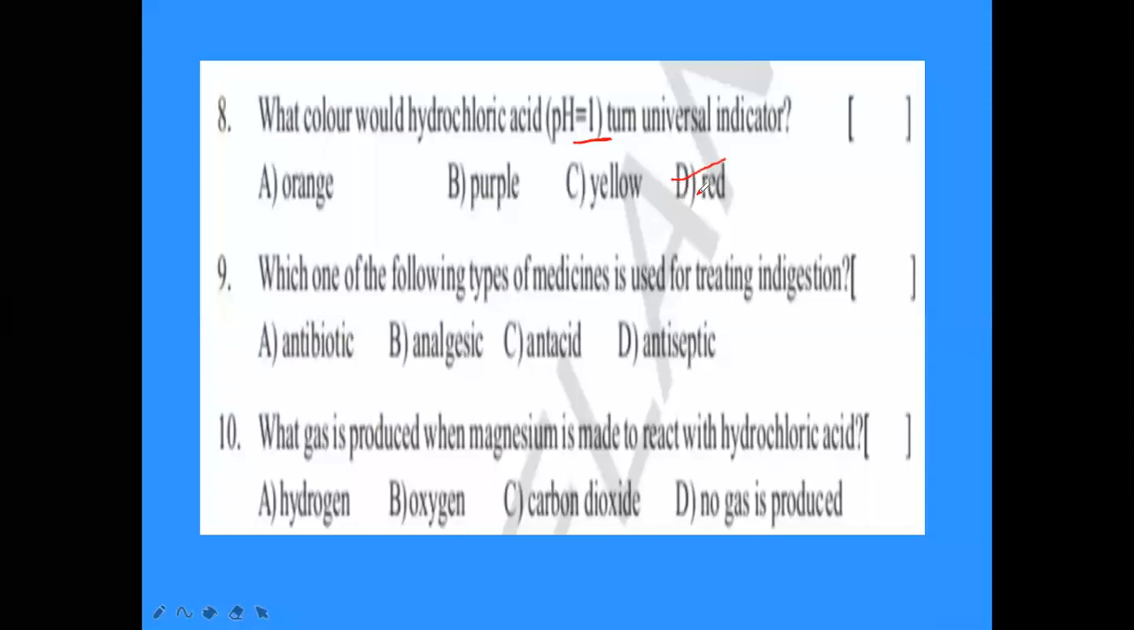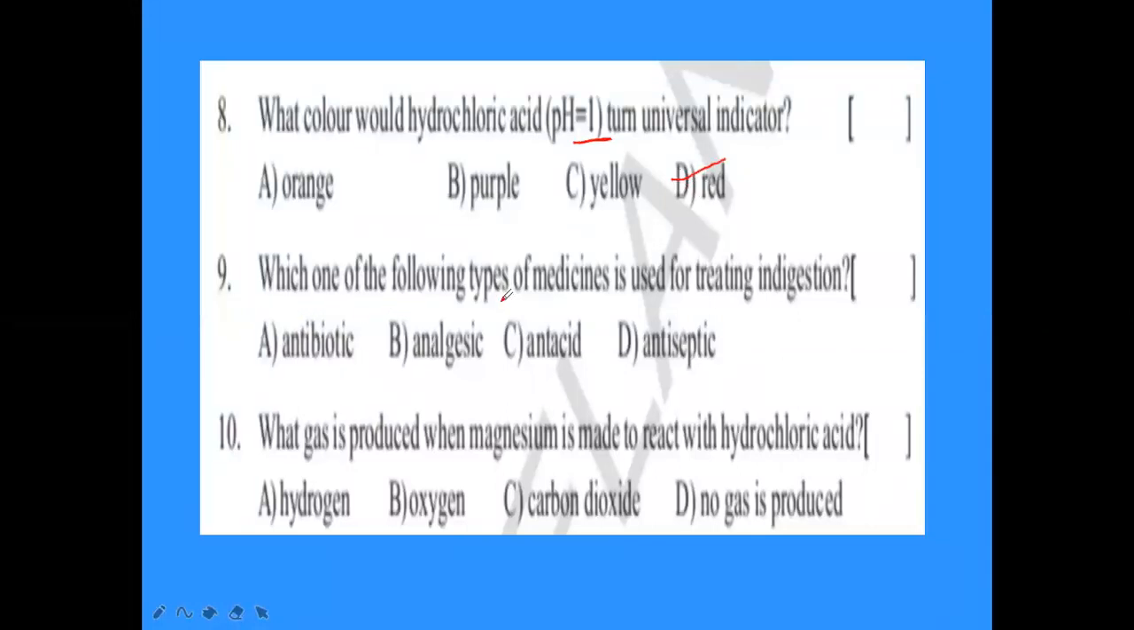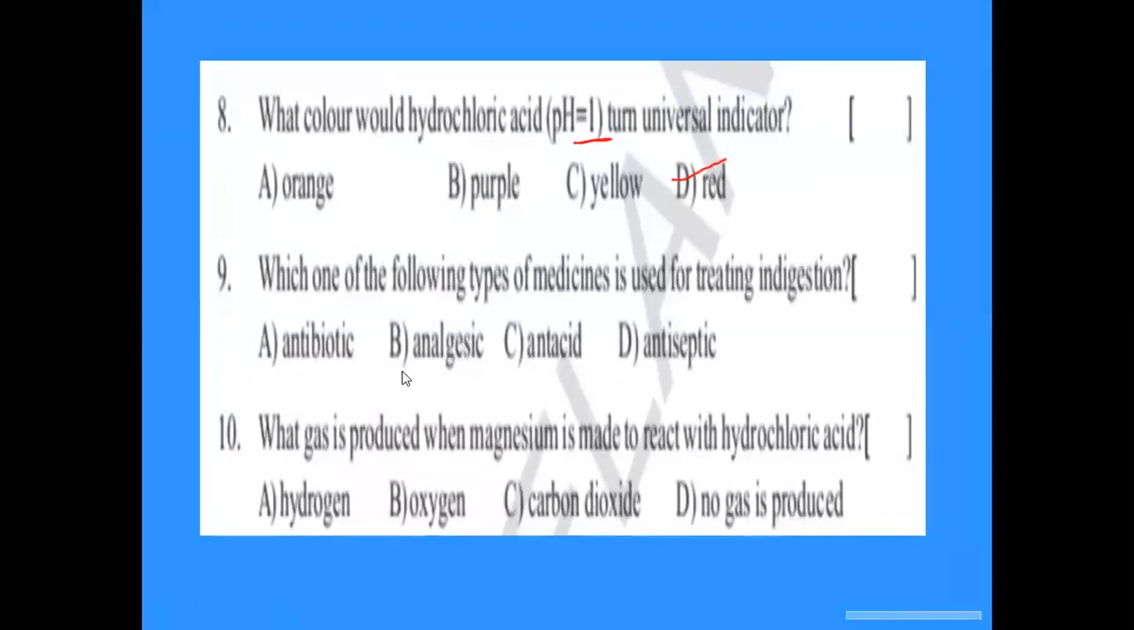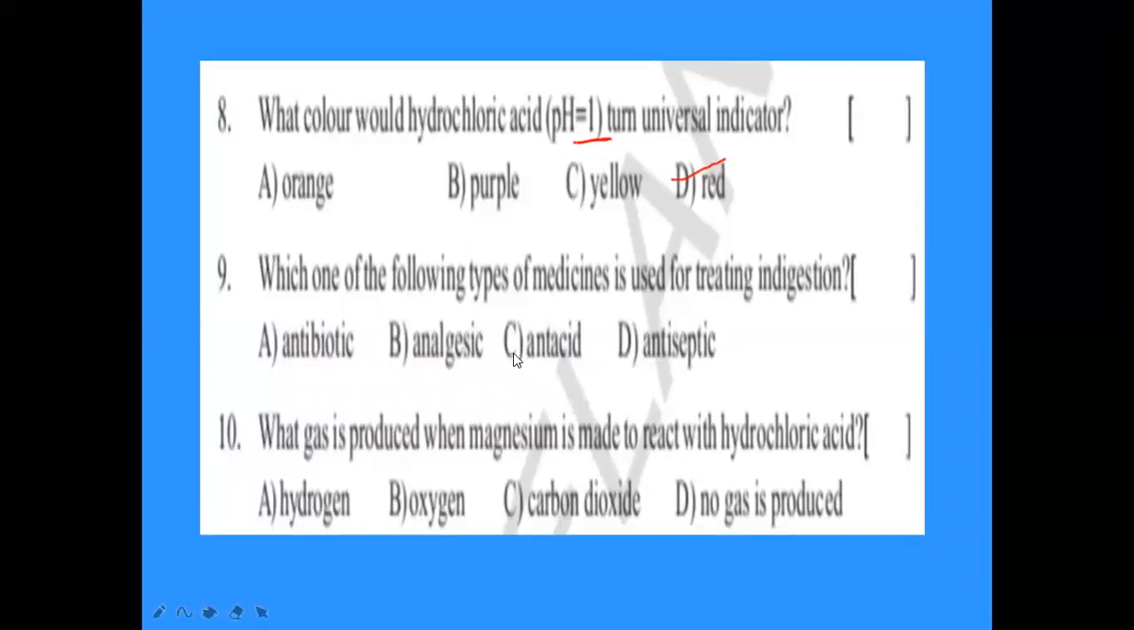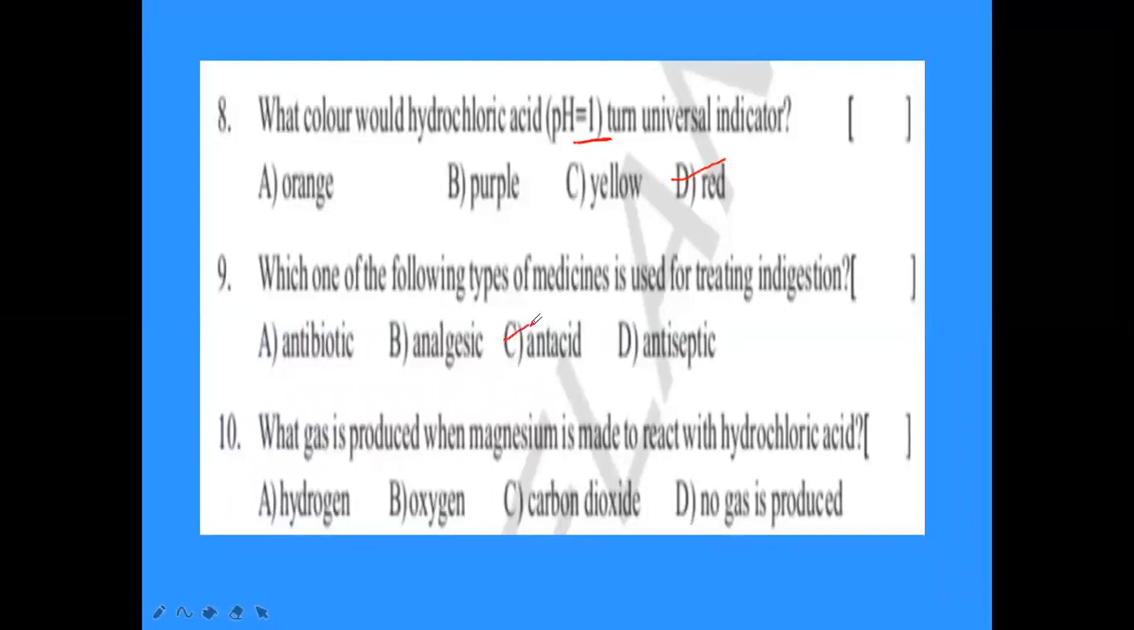Next, which one of the following types of medicines is used in treating indigestion? Antibiotic is for killing bacteria, analgesic is to get rid of pain, a painkiller. Antacid is to get rid of indigestion. Antiseptic is to kill germs. So we use only antacid. Antacid is used to treat the indigestion problem.